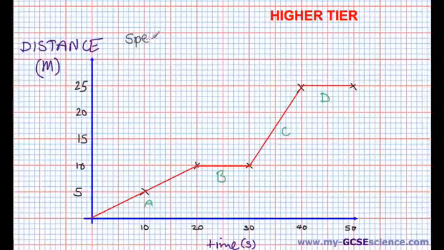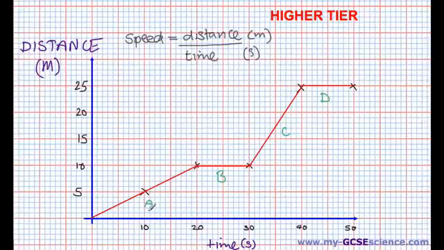Speed is equal to distance divided by time. Okay, the distance is in meters and the time is in seconds. And you can do a calculation for the different parts of the graph to work out the speed.